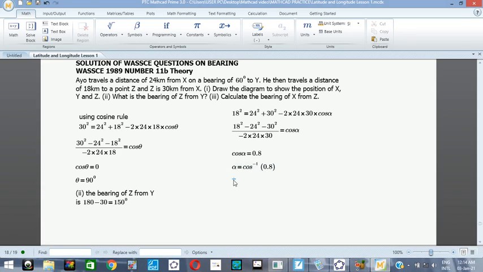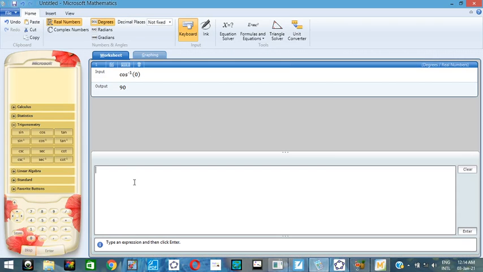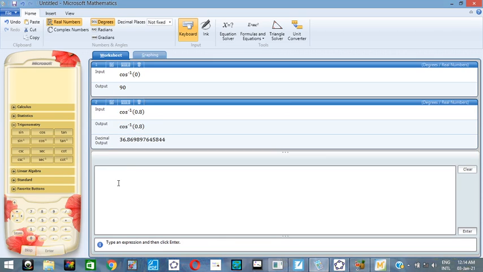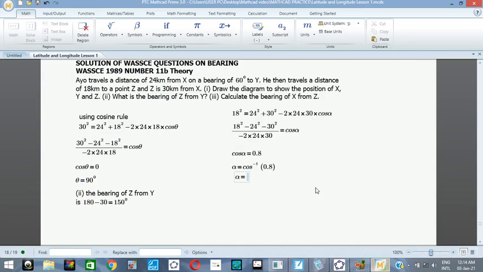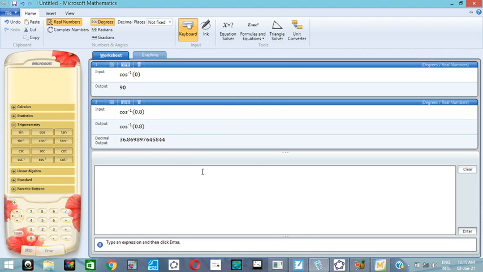So alpha is going to be what now? Let me check with my calculator and see my result. If I get the cos inverse of 0.8, it's going to be 36.869. So let me just take 36.87. So that is alpha. Alright, let's see how it can help us to solve our question now. So 36.87 degrees. Let me check again. Yes, it's correct.